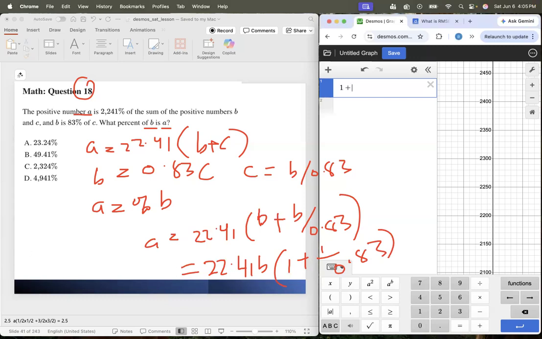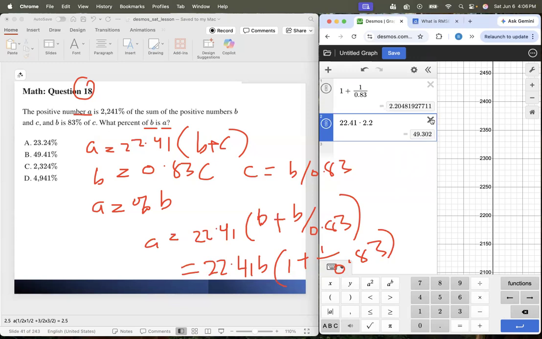So 1 plus 1 over 0.83 is 2.2, right? That value is 2.2. So 2.2 times 22.41 gives you 49.30. This is an approximation, right?